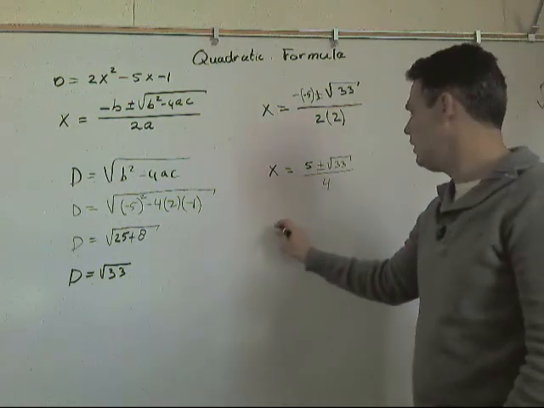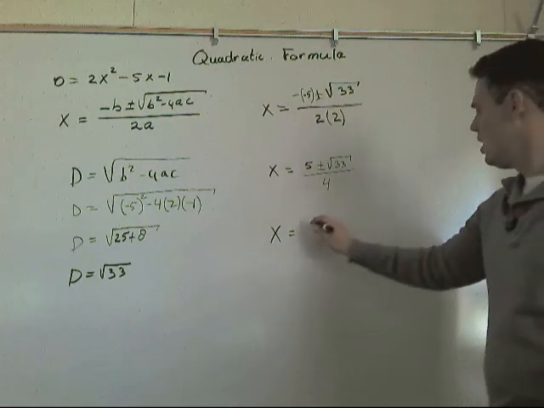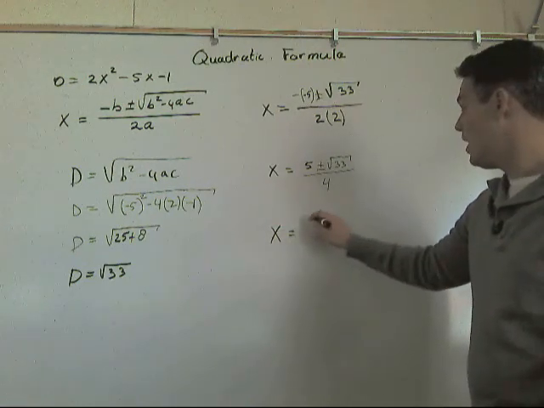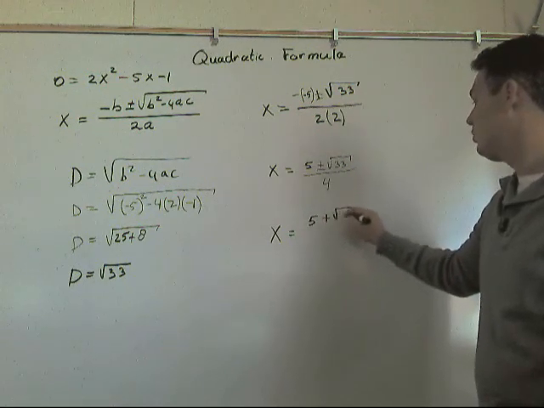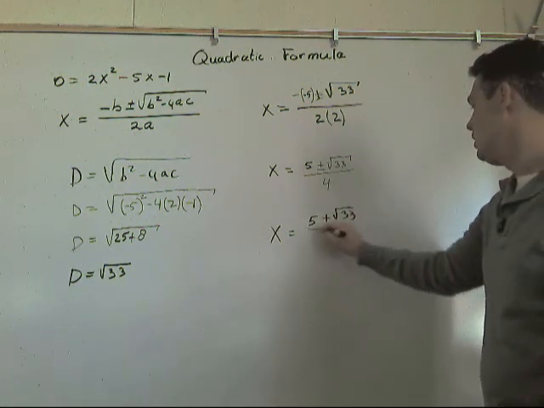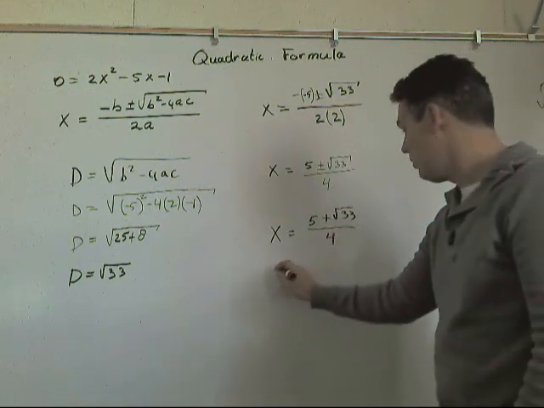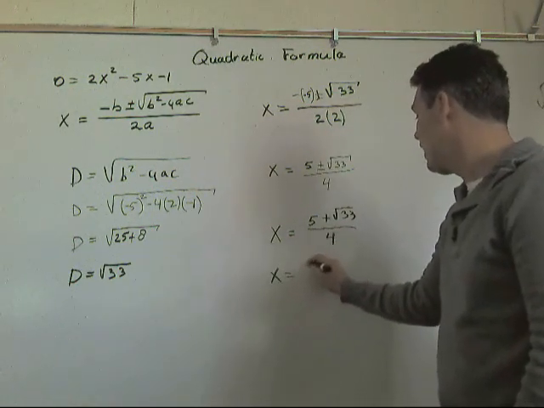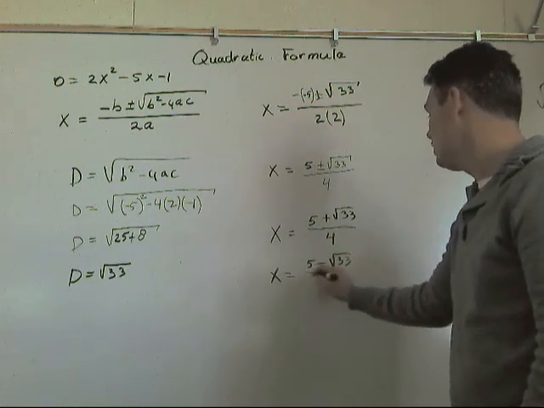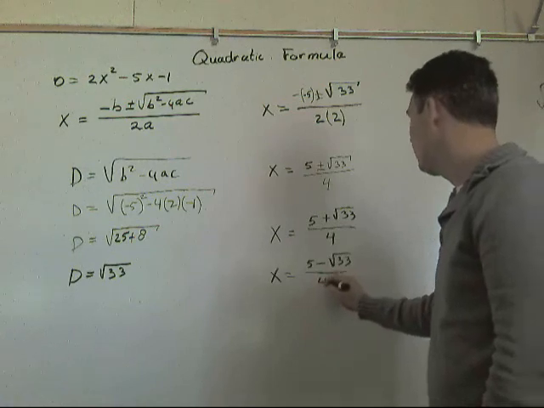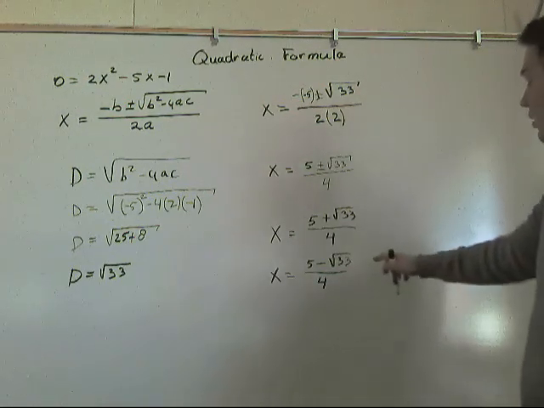They're kind of like weird numbers, not decimals or integers. So one solution for x, one x-intercept, is at 5 plus the square root of 33 divided by 4. And the second x-intercept is at 5 minus the square root of 33 divided by 4. So now we found the two x-intercepts for this quadratic equation.